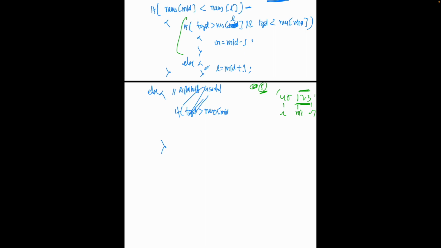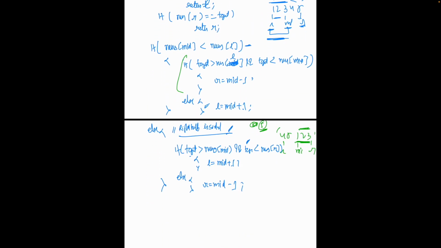All right. If target is greater than nums mid and if target is less than nums R, that means the right side is sorted plus the target lies in the right side. We're gonna do L is equal to mid plus 1. Or else, what we decided here is the right is sorted, but the number doesn't lie on the right in the sorted array, so we'll say, all right, R is equal to mid minus 1.